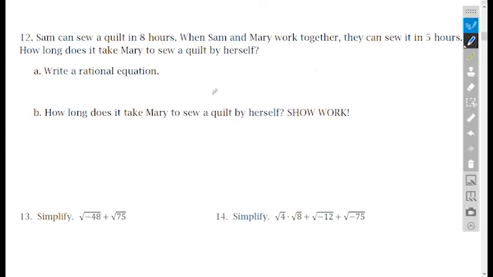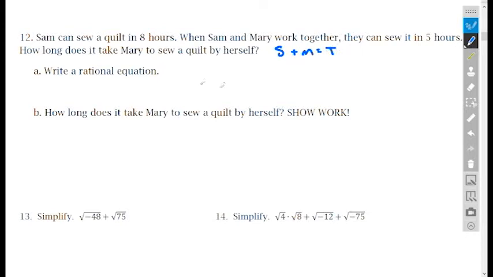Number 12, Sam can sew a quilt in 8 hours. When Sam and Mary work together, they can sew it in 5 hours. How long does it take Mary to sew a quilt by herself? Okay, so we have Sam's rate plus Mary's rate equals their rate together.